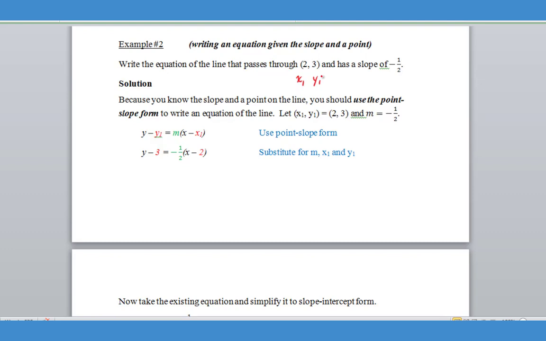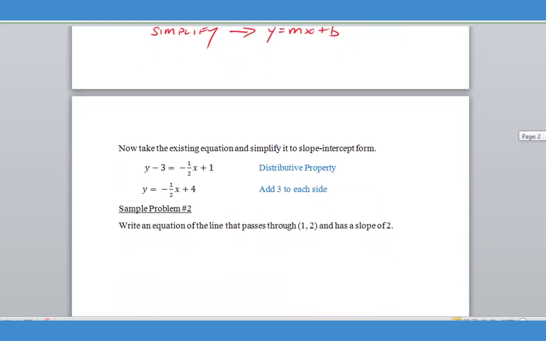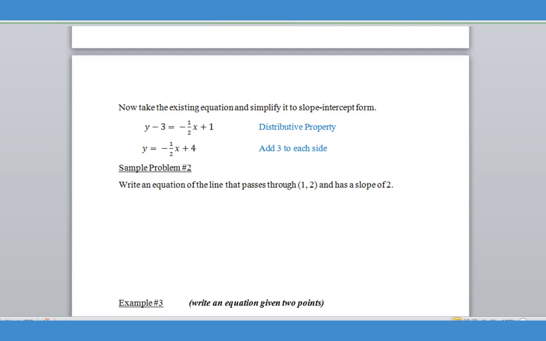Once you've done the basic substitution, we've put in the 3, the 2, and the negative 1/2, we're not completely finished. This needs to be simplified, which basically means we need to get y by itself in slope-intercept form. So if we go down a little bit, we'll see the final part of this being simplified. We take the negative 1/2 first and distribute it. Then we add 3 to both sides, and that gets us our final answer in slope-intercept form.